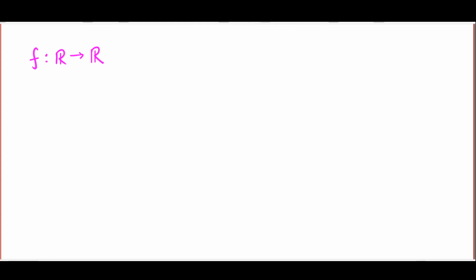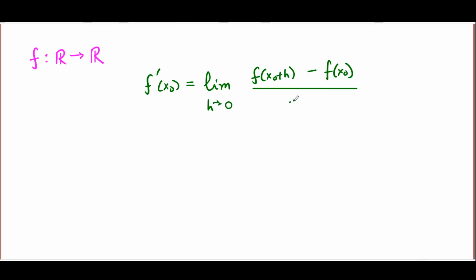Recall that one of the first things you learned in calculus was the definition of a derivative. And f prime at x0 was defined to be the limit as h goes to 0 of f of x0 plus h minus f of x0 divided by h. Now there's a surprising amount of structure that you need before this expression makes sense.